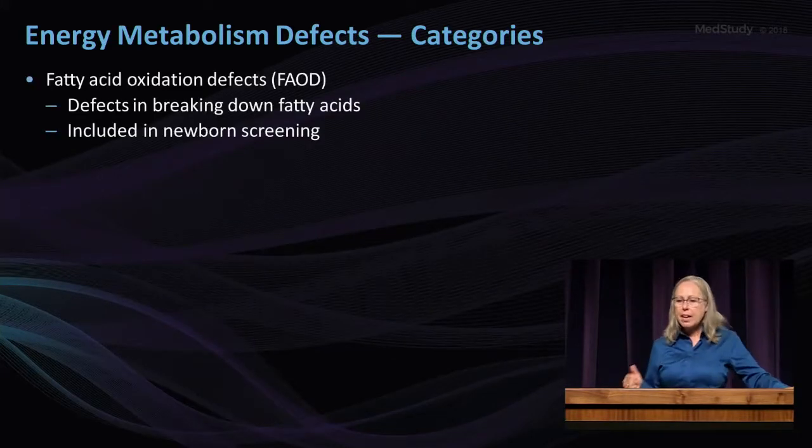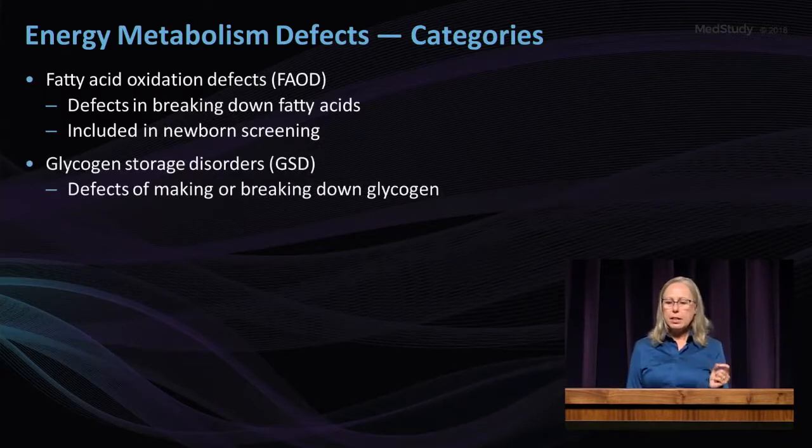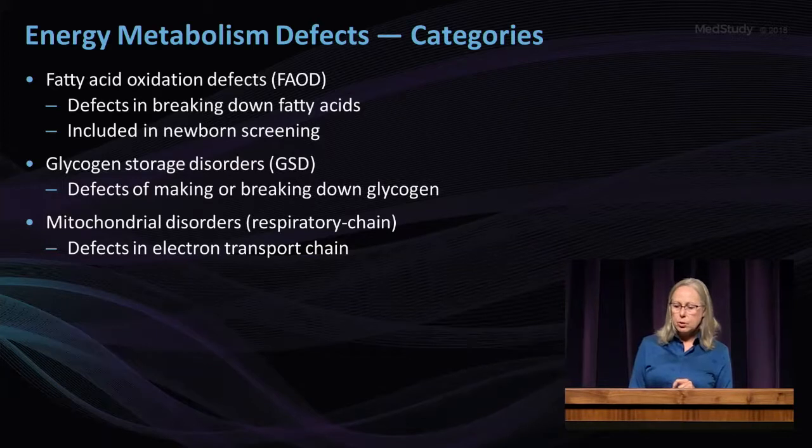All right, fatty acid oxidation defects occur with problems in breaking down your fatty acids. These are included in your newborn screening. Glycogen storage diseases occur with defects in breaking down glycogen. Mitochondrial disorders or respiratory chain disorders, defects in the electron transport chain. You can't pick these up on newborn screening. The molecules are too small and the way that we pick them up is different.